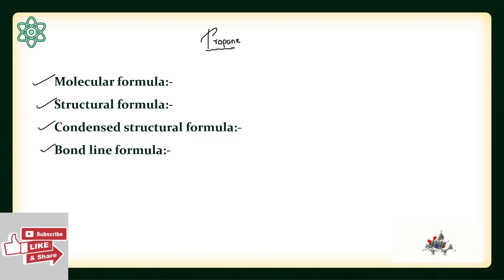The first form is the molecular formula. The molecular formula for propane is C3H8. C3 and H8 show the number of carbon atoms as well as the number of hydrogen atoms, but it does not show the bonds.